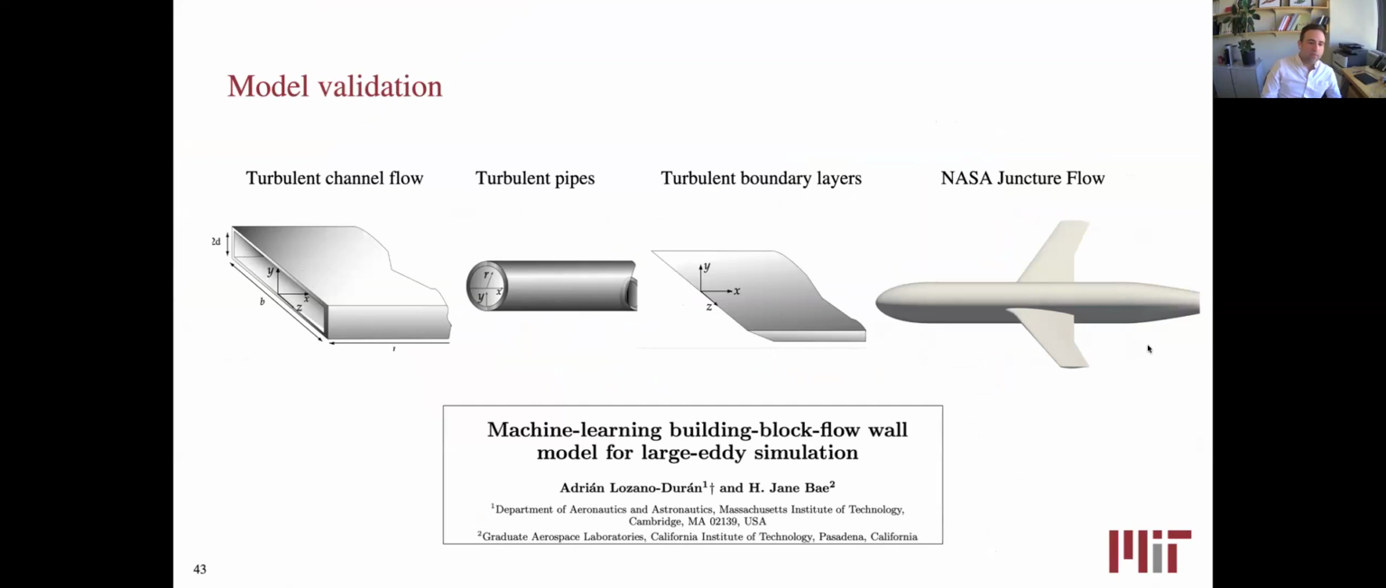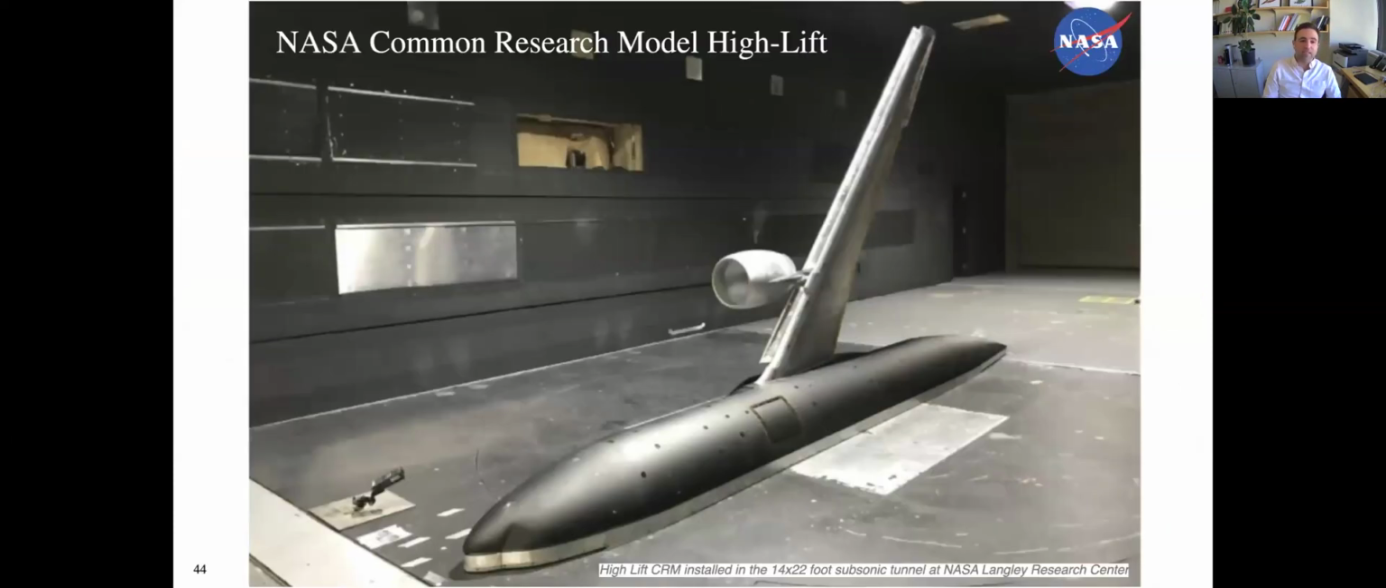And I'm not going to show the simple cases, those are in this paper. I'm going to focus on the most challenging case, that is the full aircraft. So I'm going to talk about this case. We are going to compare with experiments. So these are experiments done at NASA Langley, and this is the NASA Common Research Model for high lift. So this is kind of an aircraft that is landing, so it's high lift.